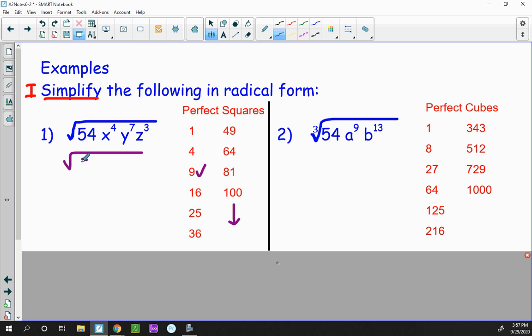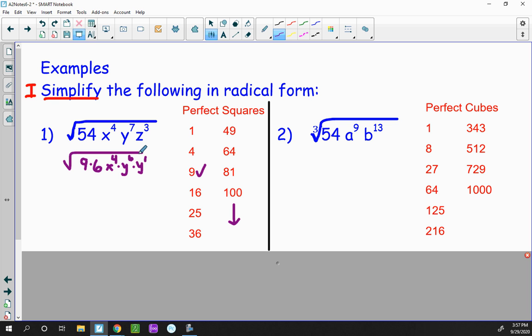So you're going to write this as 9 times 6. The square root of x to the 4th can be simplified, since 4 divided by 2 is 2. So for right now, we're just going to leave it alone and simplify in the next step. We will not be able to divide the 7 by 2. It's not a whole number. So we're going to write y to the 7th as factors: y to the 6th and y to the 1st.